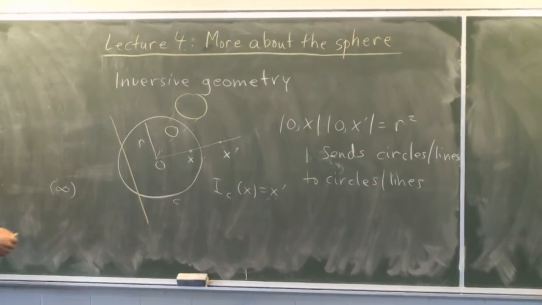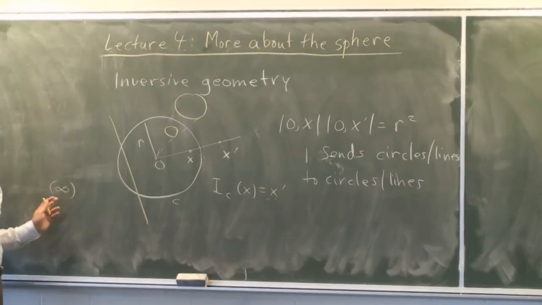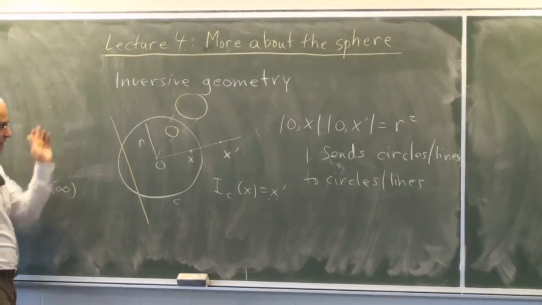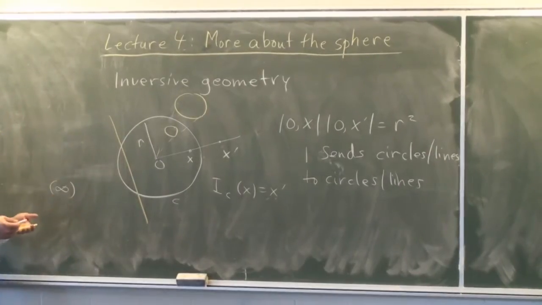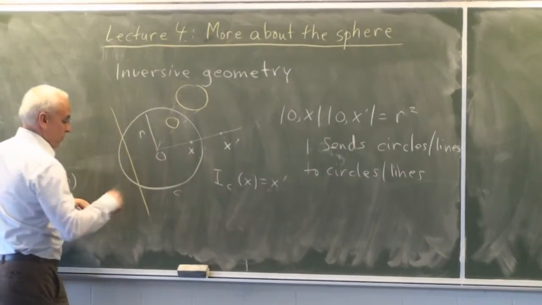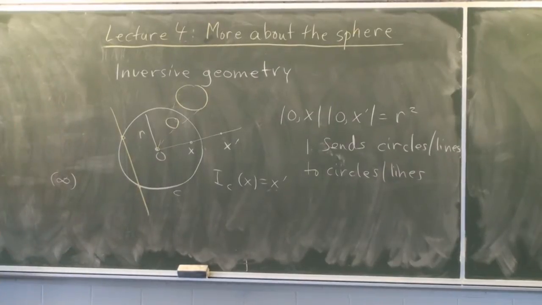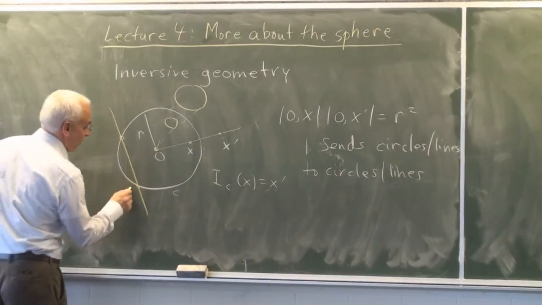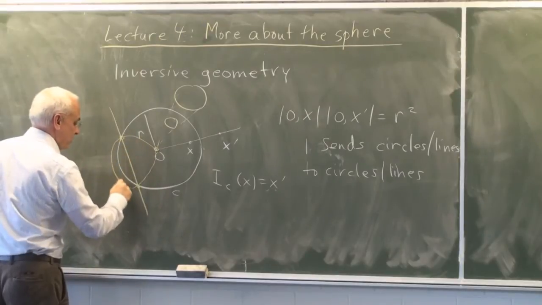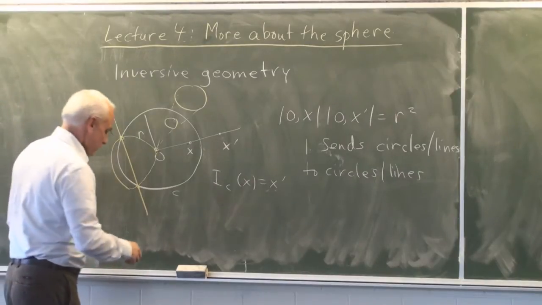It's going to be a circle, however, that goes through the origin, because this line kind of meets this extra point at infinity, and that's sent to the origin. So the image of this is going to be a circle which is going through this point, and this point, and this point. And there's only one such circle. And so that's what it must be. So that's the first property.